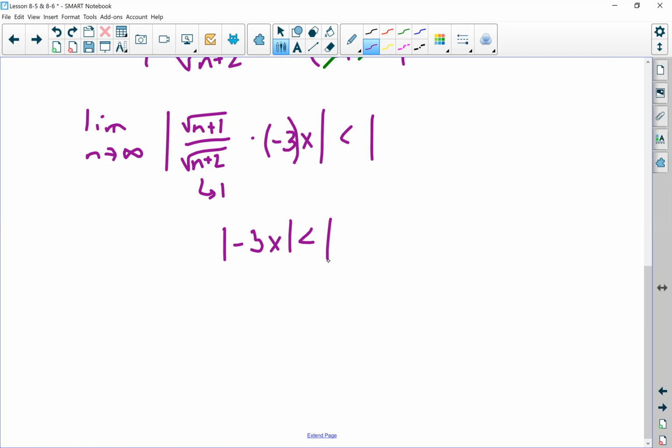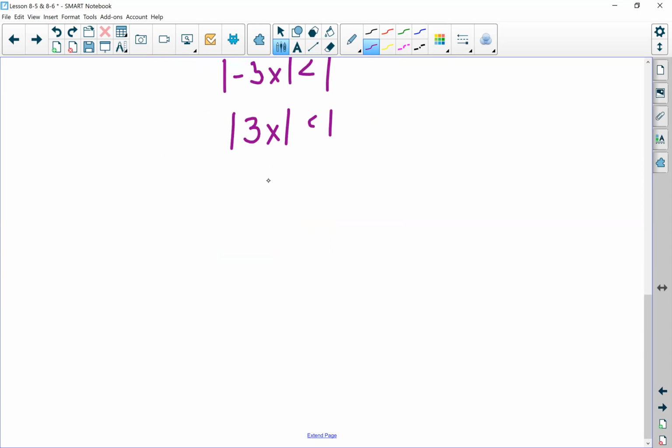I would divide by +3. Why am I dividing by +3? Because I have an absolute value there, and the absolute value of -3 is +3, right? So this is the same as just 3x. And now the absolute value allows us to say that our interval of convergence is from -1/3 to +1/3.